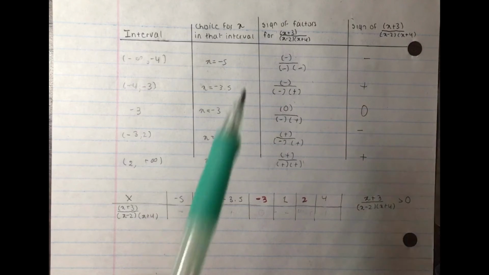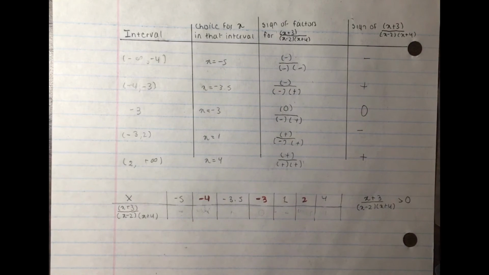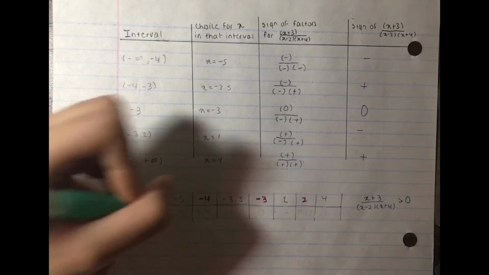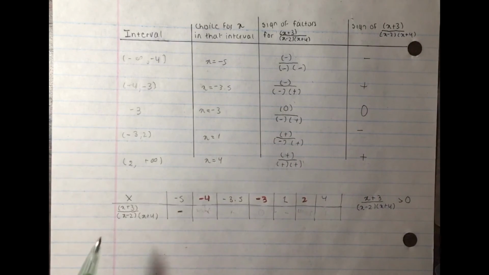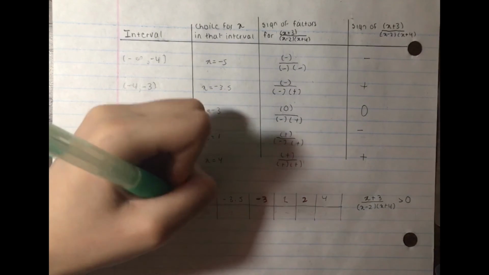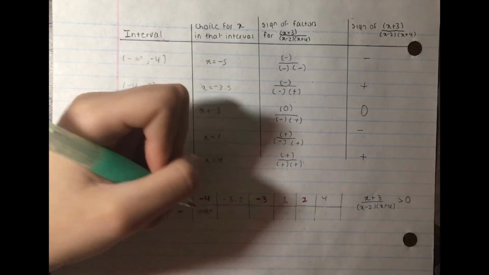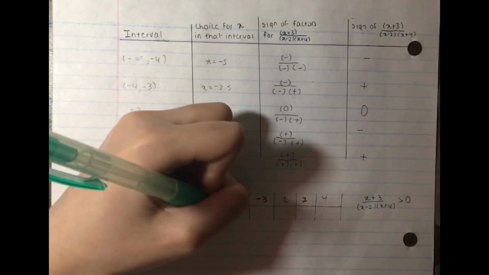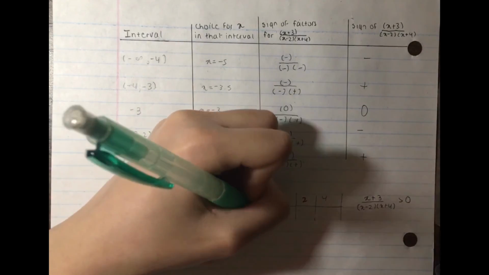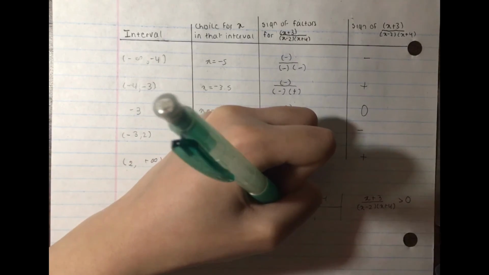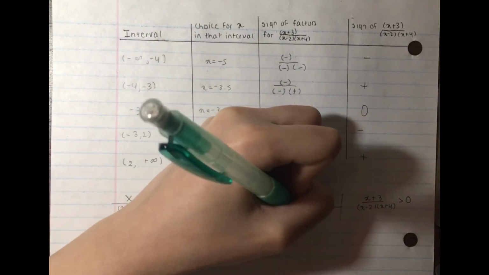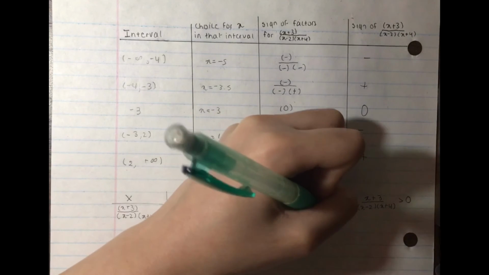I'll summarize the information I got in the table above in this table, which is just the test values and the critical values, and the rational expression in red. So we know that at the test value of -5, the sign of x plus 3 over x minus 2 times x plus 4 is negative. At -4, it is undefined. And then at -3.5, it's positive. At -3, it's 0. At 1, it's negative. At 2, it's undefined. And at 4, it's positive.